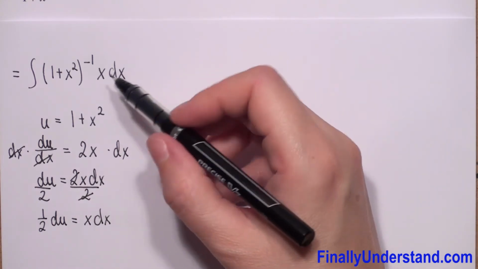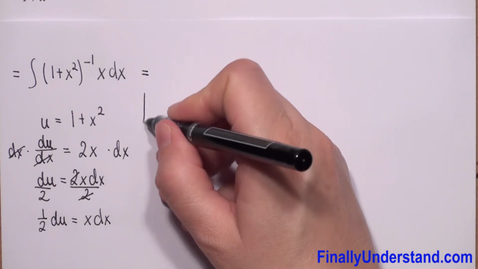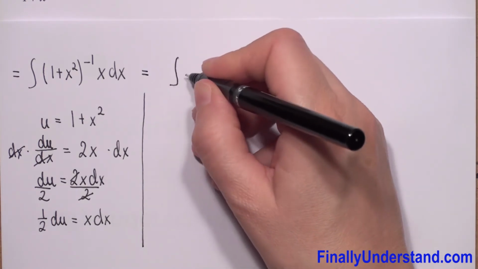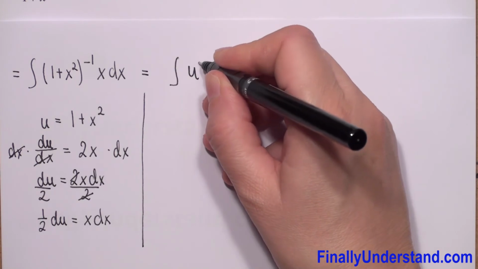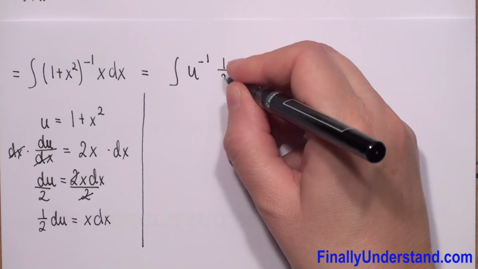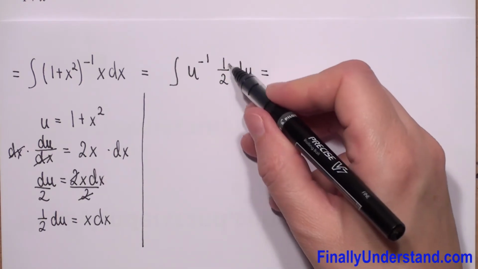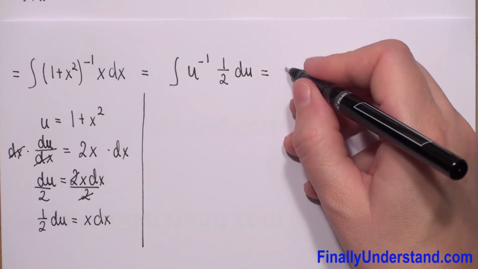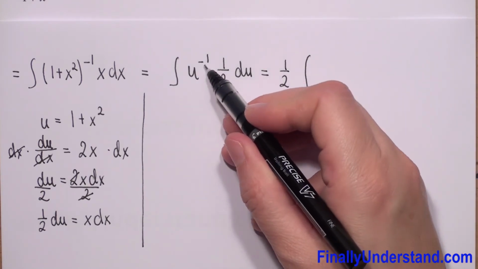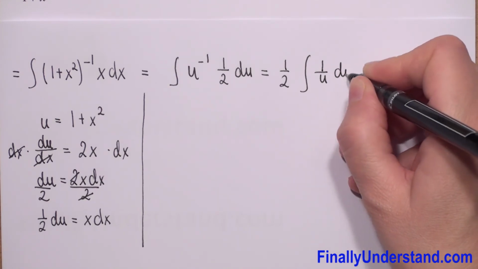Now we come back to our integral. This is equal, let me write this on the right side. We have the integral of u to the negative 1 power times 1/2 du. We can take the constant before the integral. So we have 1/2 integral, and we have u to the negative power. So this is 1 over u with respect to u.